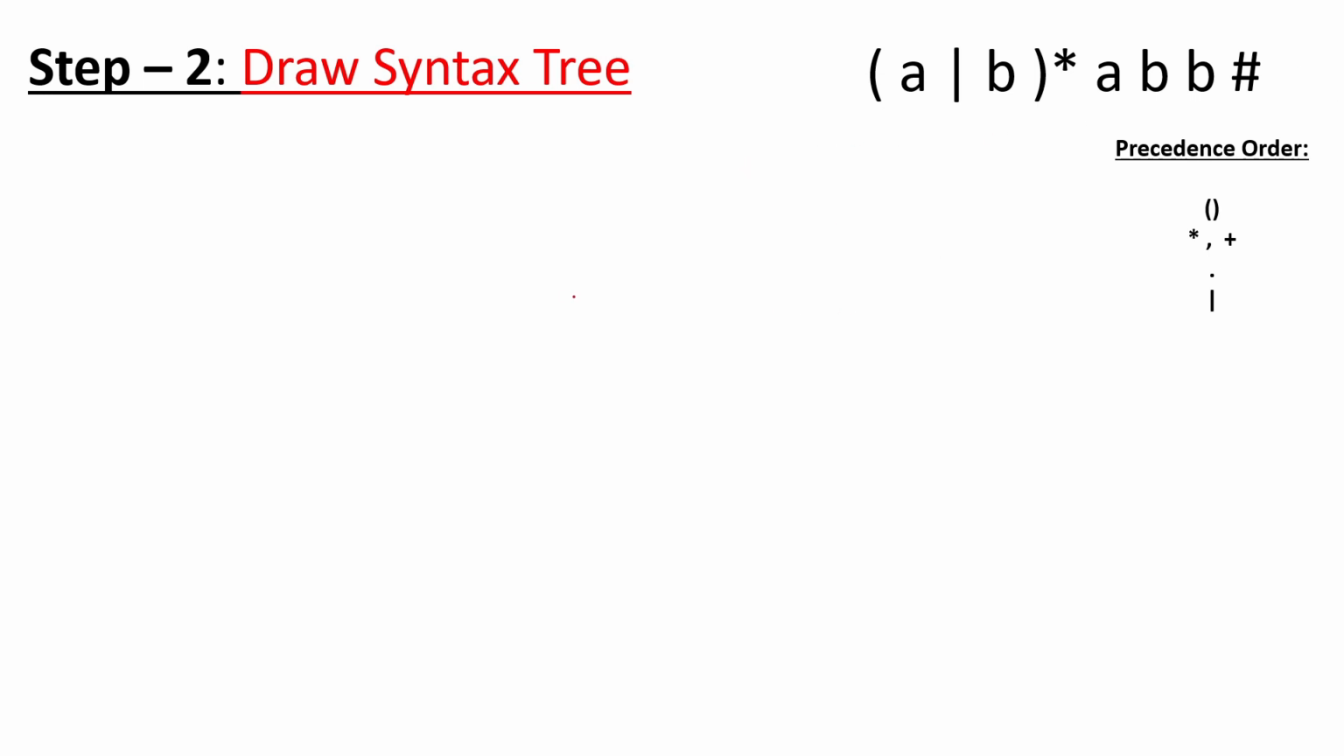Since the brackets are at the top, we're going to first start with the brackets. So here are 2 brackets, so we're going to first draw for this one. Initially we're going to write all the terms there are, like letters A, then B, then A, B, B, and hash. We're going to write all the letters here, and assign a node number to all of them. Like this is 1, this is 2, this is 3, this is 4, this is 5, and this is 6. So these are the node numbers here.